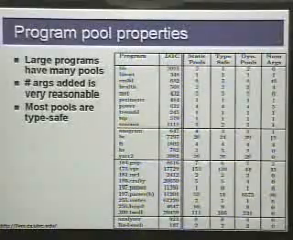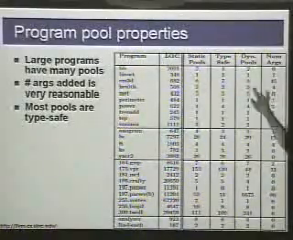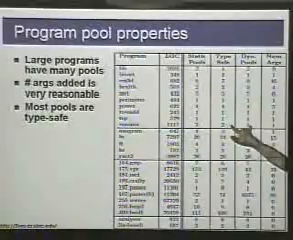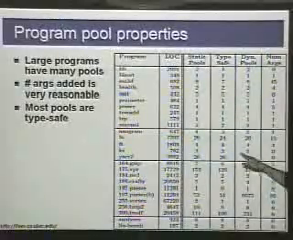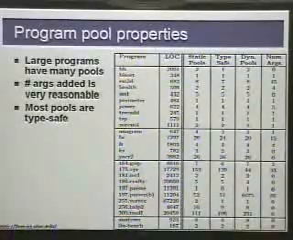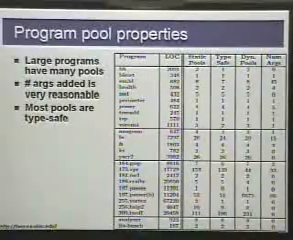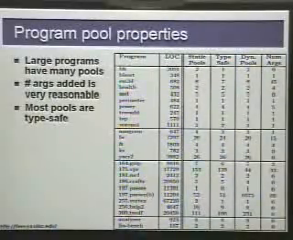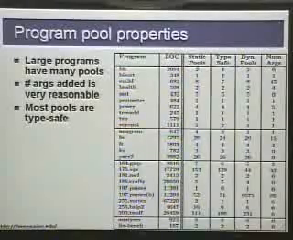Dynamically, we can see that the number of pools created in the simple cases is exactly the same number as the static pools. In other cases, it's very different. It just depends on the behavior of the program, whether they're creating temporary data structures or not. That's where that comes from. And we can see the number of arguments added to the program, and it's not obscene.